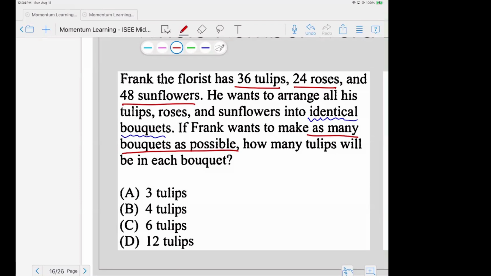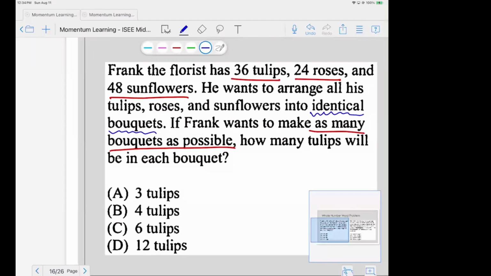Because they're all multiples. You can do it two ways. You can think that it would not be D firstly, because 3, 4, and 6 are all multiples of D, and you want to make as many bouquets as possible, so you would want a smaller number. And you can also see that all of them are multiples of 12, which means that you would choose 3, because that is the smallest number that they are multiples of, because 12 is a multiple of 3.